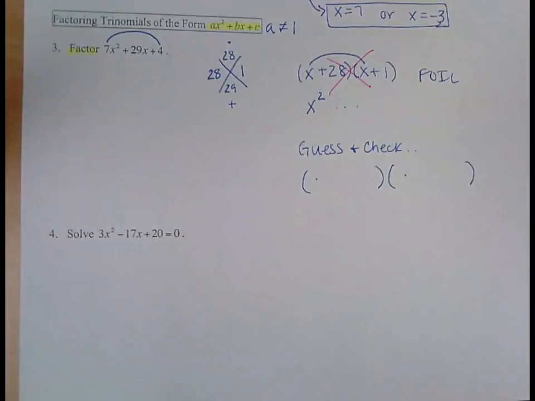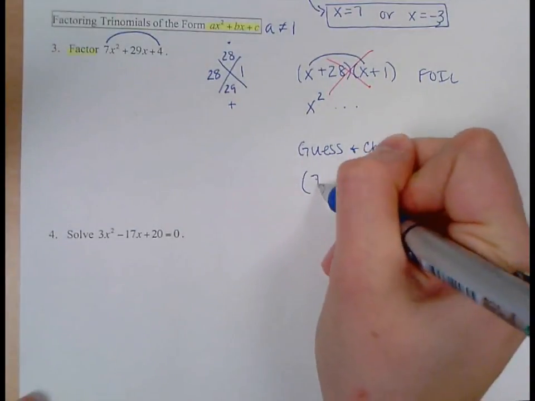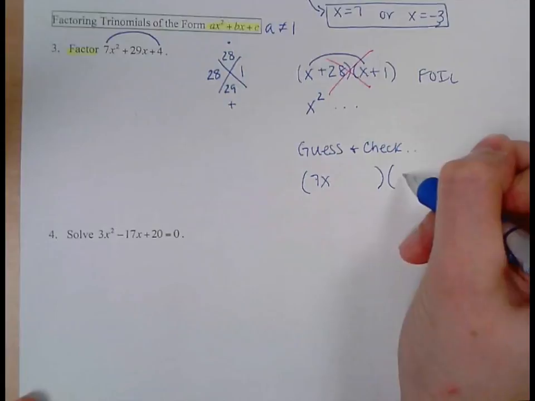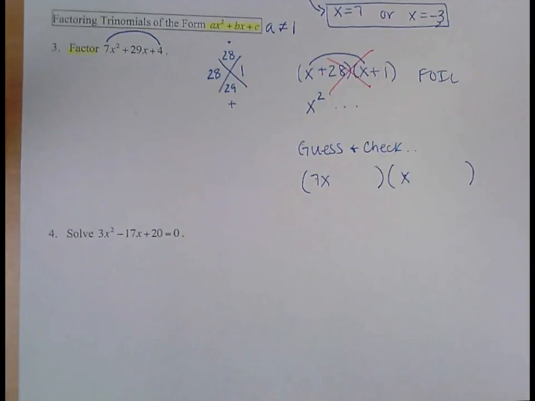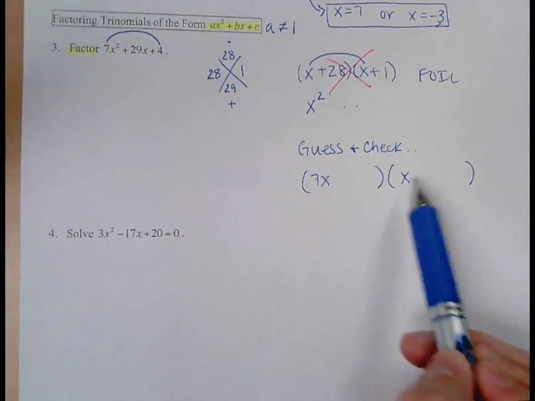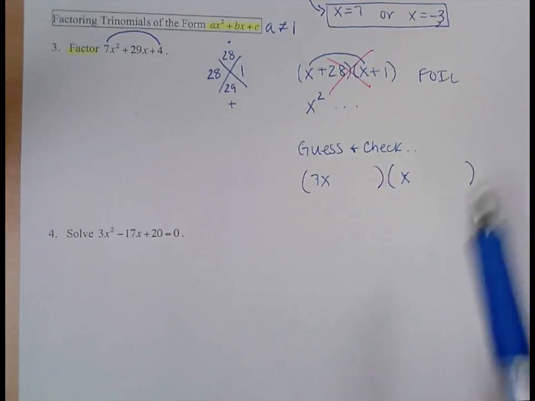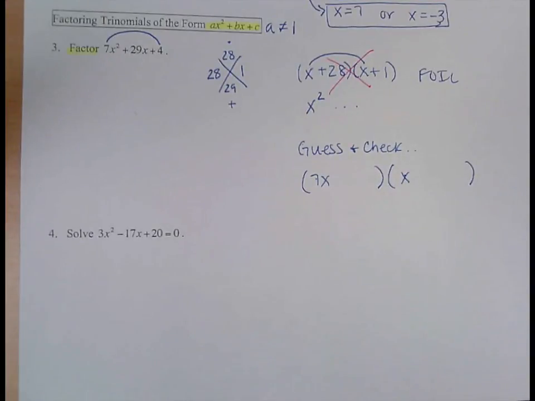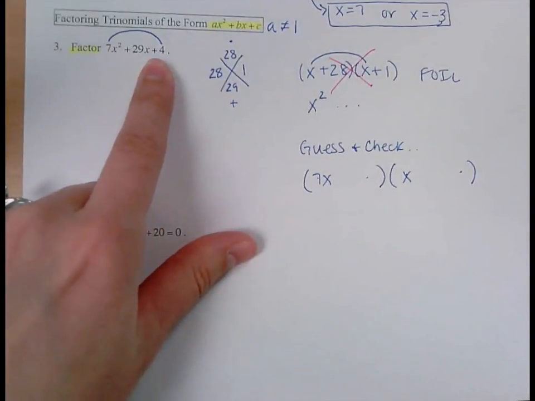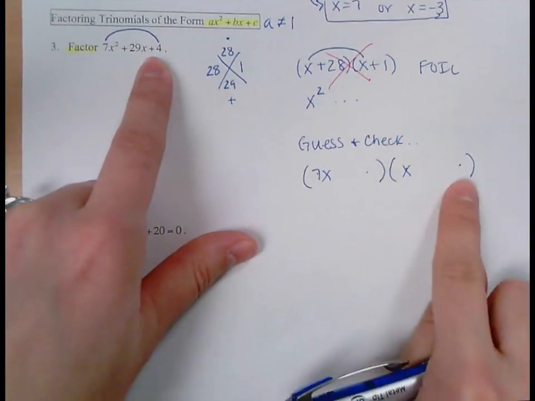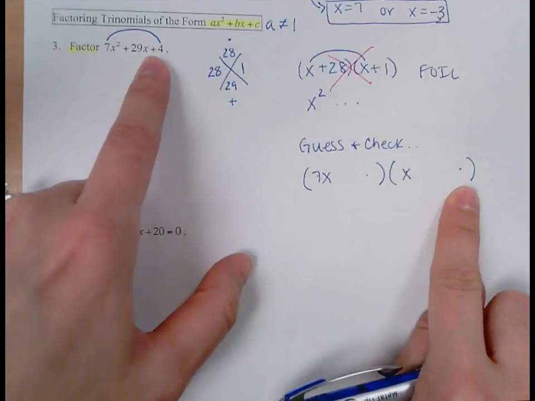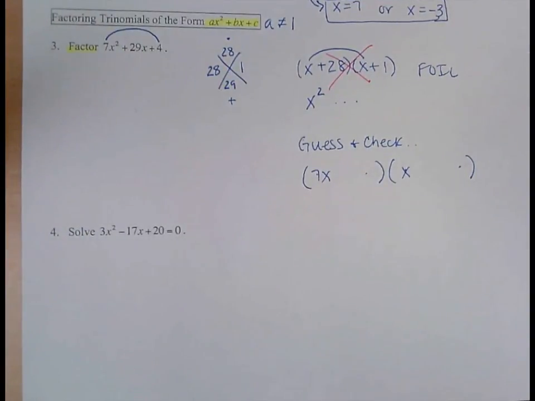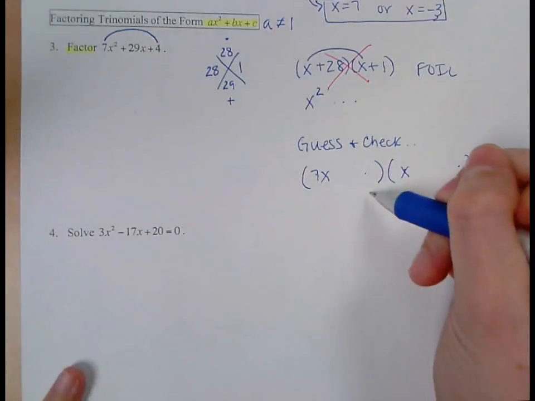So the only way I'm going to get 7x squared is if one of my first terms is 7x and the other one is 1x or just x. Because then I would get the 7x squared that I need. And then again, the reverse of FOIL, I would need the last terms to multiply to be 4. When I multiply these two, I need them to multiply to be 4. Now to get 4, I could multiply 4 times 1 or 2 times 2. So I have some options.